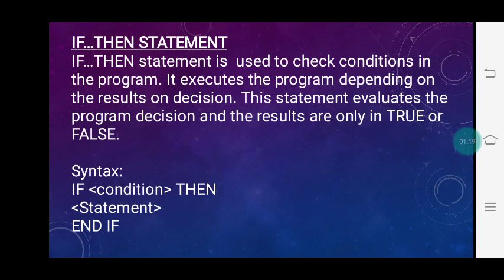The syntax for the if then statement is: if condition then statement end if. So if the condition mentioned with if is true, then the statement with then is executed. If the condition is false, then the statement is not executed. Generally, the relational operators like greater than, smaller than, is equal to, greater than or equal to are used to specify the conditions. Let us see the example.